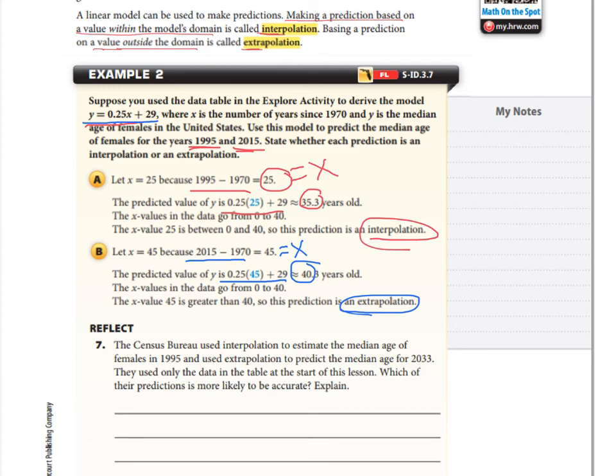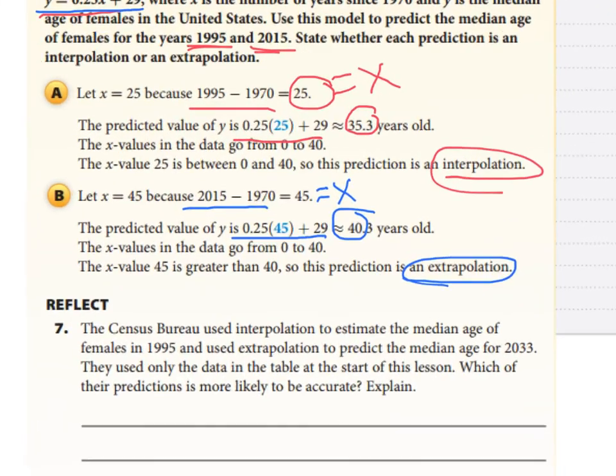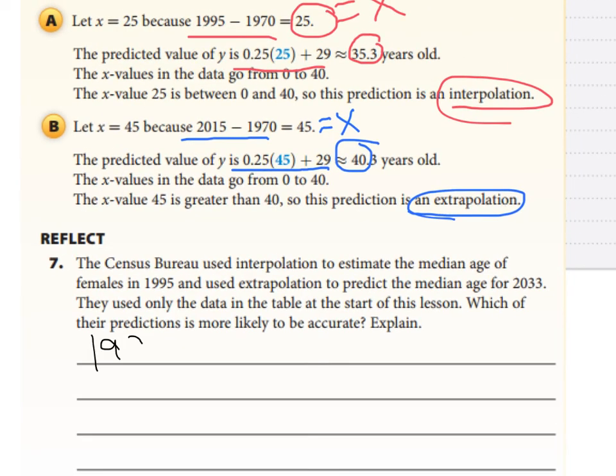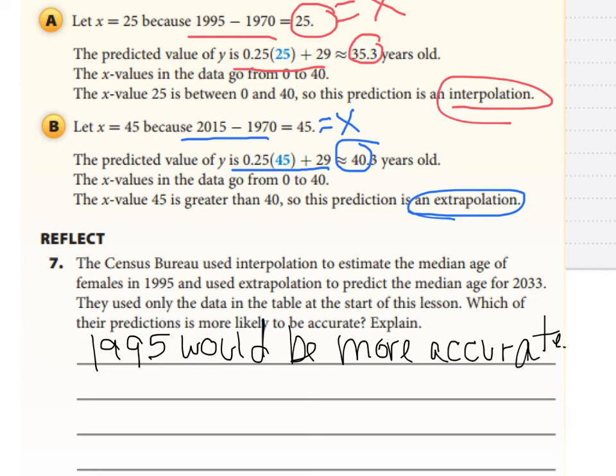Since 1995 is within that data, that means the line of fit would probably describe it pretty well, whereas in 2033, things could really change. So 1995 would be the more accurate prediction. 2033 is far away from the data collected.